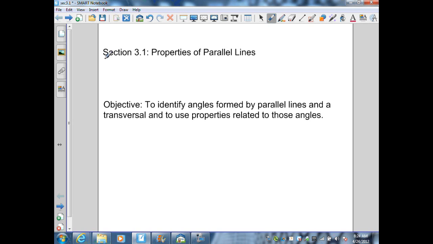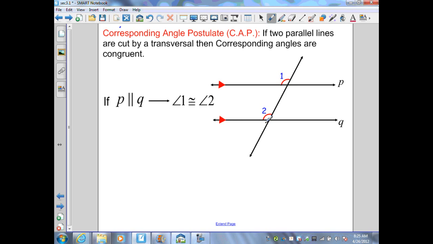Section 3.1 continued, properties of parallel lines. In Section 3.1, Part 1, we identified special angles created by two lines and a transversal. Here we go a step further when the two lines being intersected by the transversal are parallel. And we start out with the corresponding angle postulate.